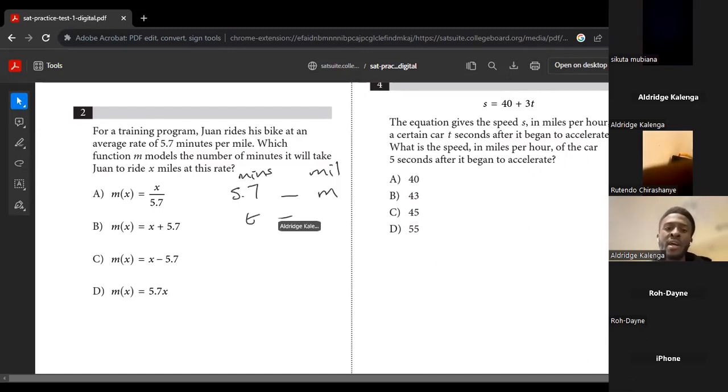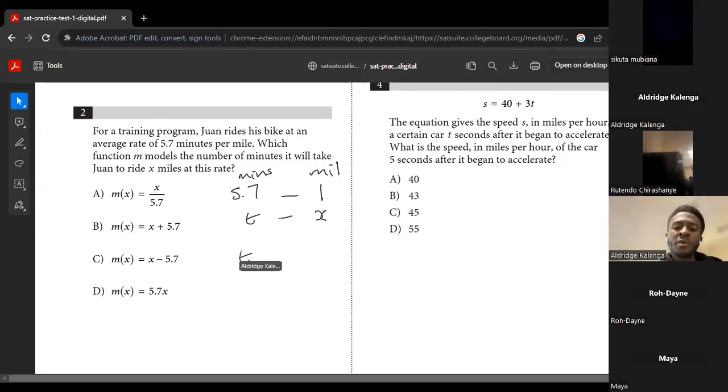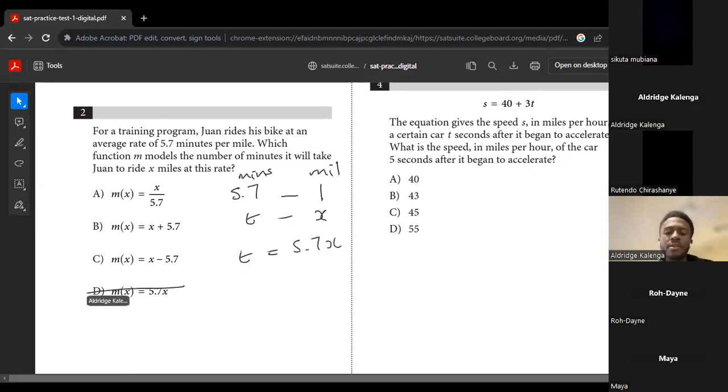How long, and actually let's do this to make this simpler. It's 5.7 minutes for every 1 mile, so I'll put a 1 here. Which function models how many minutes it would take for him to ride X miles? So we'll put the X under the miles, and then we solve for T. We cross multiply, and it's going to be 5.7x. So our answer is D. All right, move on to the next question. Again, if you have any questions, please feel free to slow me down, all that good stuff.